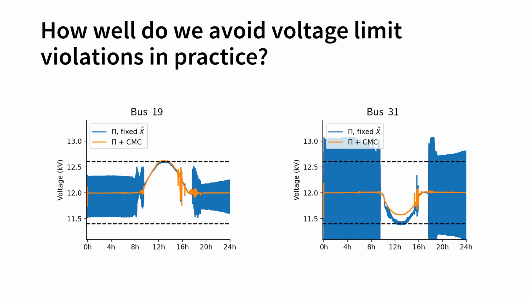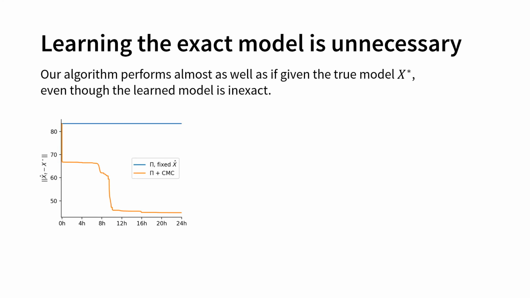However, if we use consistent model chasing to update the model estimate over time, we get the curve shown in orange. We see that the voltage is nicely stabilized and maintained within voltage limits. In fact, we can really see that learning the exact model is unnecessary. The plot on the left shows how close our learned model gets to the true model over time. The norm of the difference starts above 80, and over time it shrinks to under 50. Note, however, that it does not go to 0.